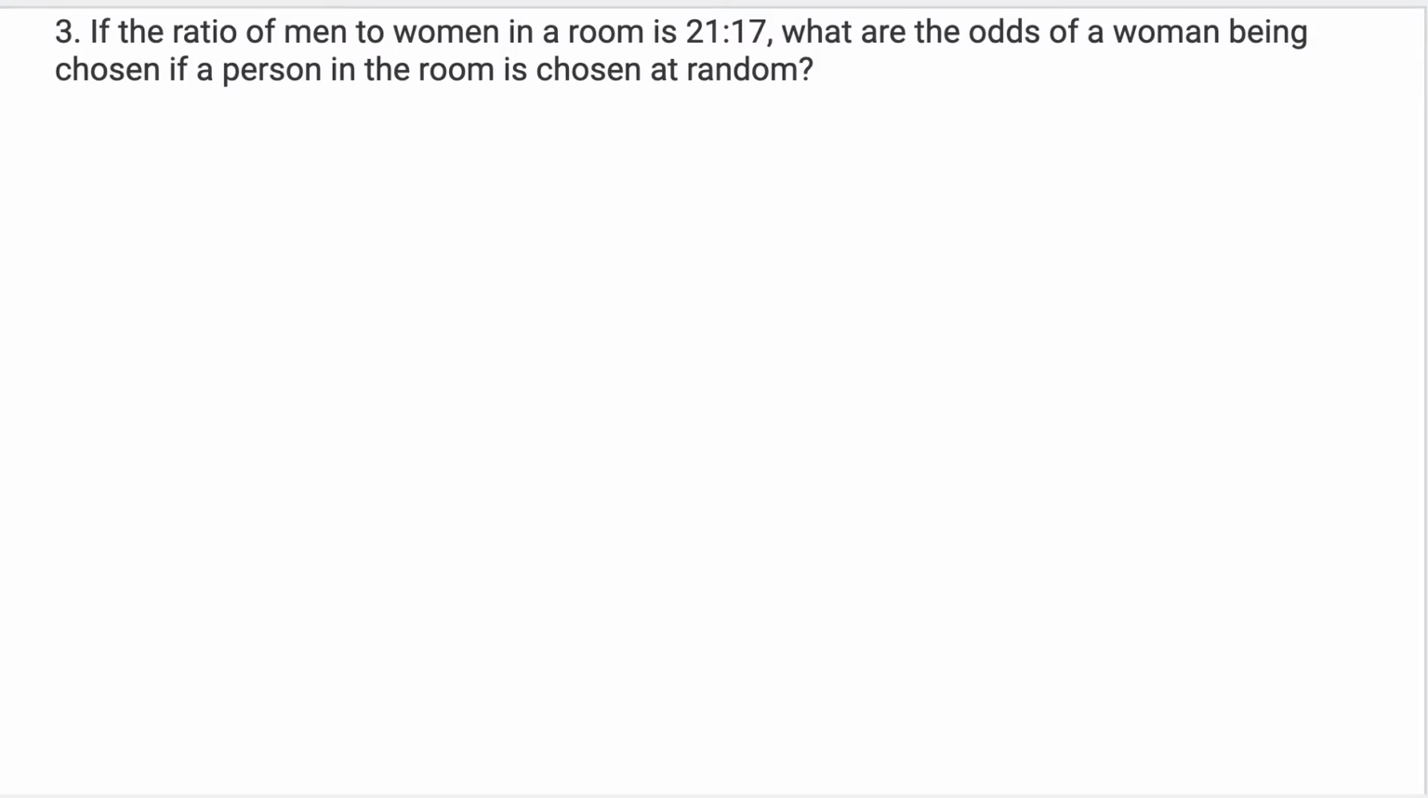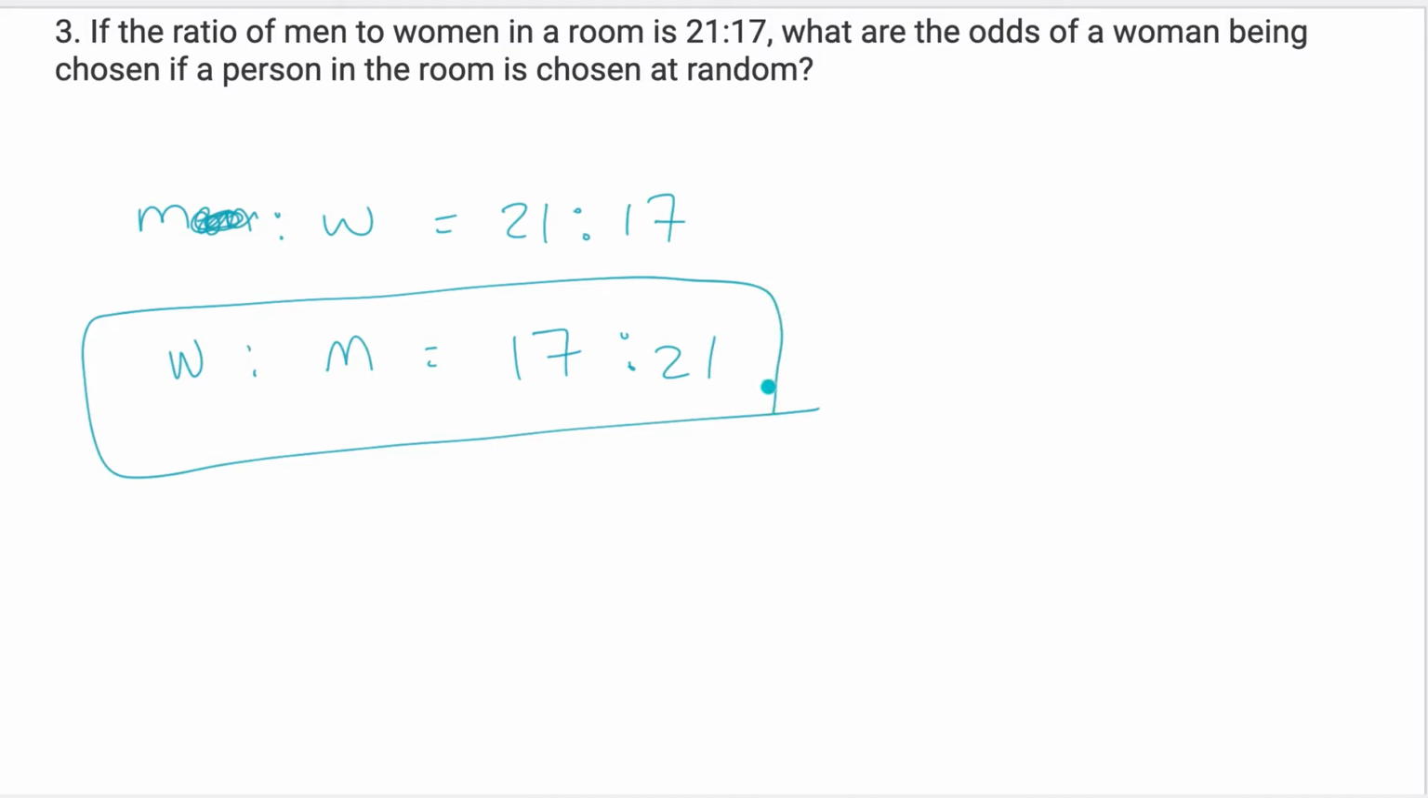Okay, let's take a look at number 3. If the ratio of men to women in a room is 21 to 17, so let me write that. Men to women is 21 to 17. What are the odds of a woman being chosen if a person in the room is chosen at random? So we are doing odds in favor of women. Odds in favor of women is, we are talking about women to men, right? Which is 17 over 21. That's the answer. Pretty straightforward, isn't it?